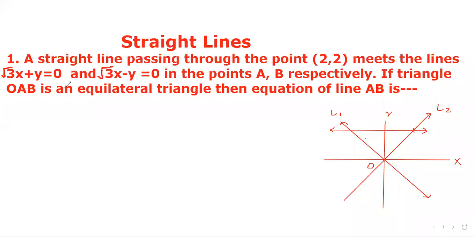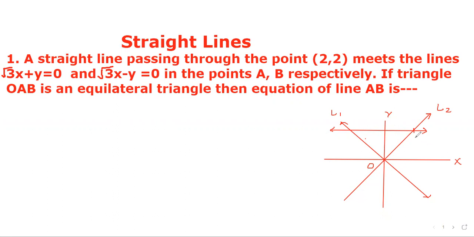Straight lines. Question number 1. A straight line passing through the point (2, 2) meets the lines root 3x plus y equal to 0 and root 3x minus y equal to 0 in the points A, B respectively. If triangle OAB is an equilateral triangle, then the equation of the line AB is.